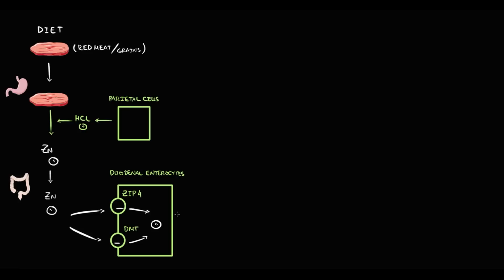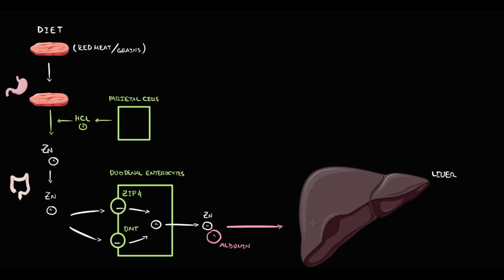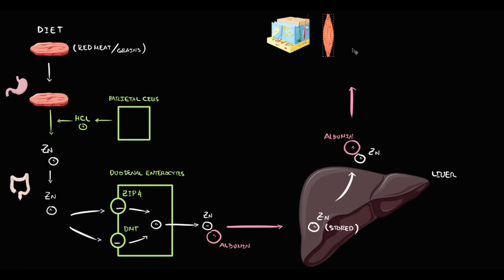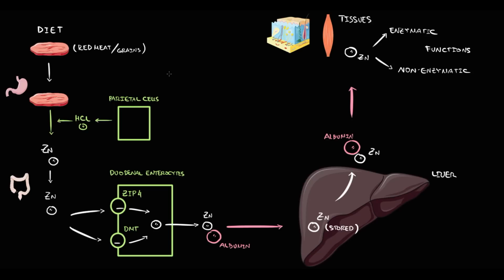And after zinc comes to the duodenal enterocytes, they release zinc into the blood, where zinc binds to albumins. And in this bound form, zinc is transported to the liver. The liver is the major storage site of zinc, but when tissues require zinc, the liver releases zinc into the blood, where once again zinc binds to albumins, and in this bound form, albumins transport zinc to the tissues, where zinc provides enzymatic and non-enzymatic functions. So let's explain the functions of zinc in more detail.